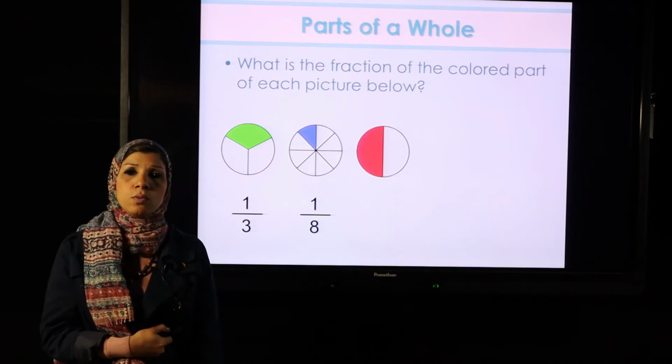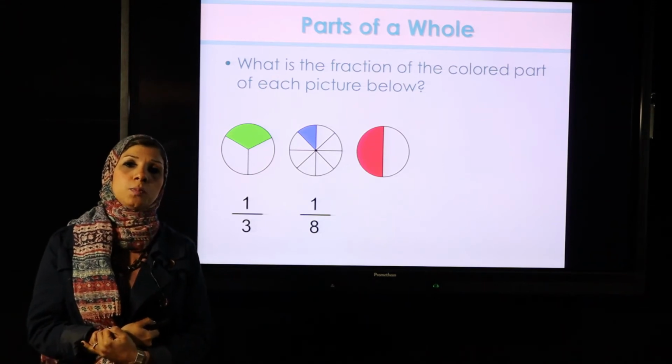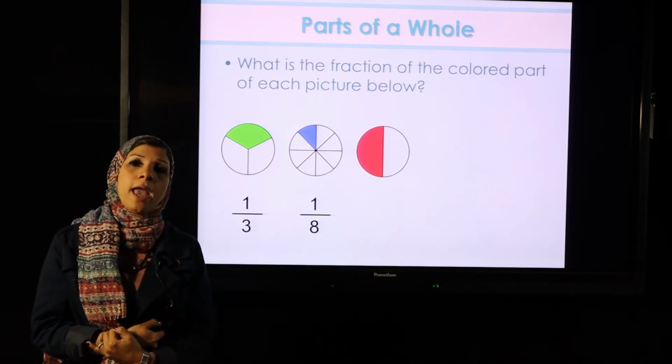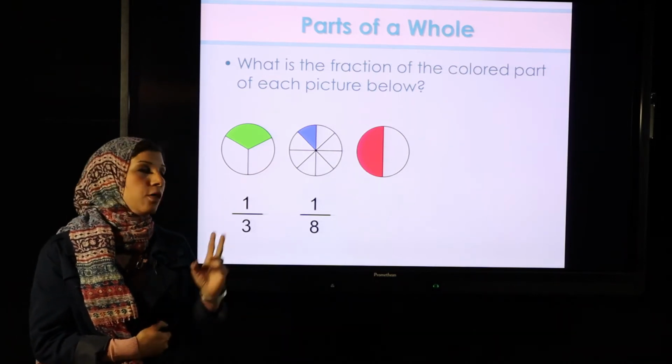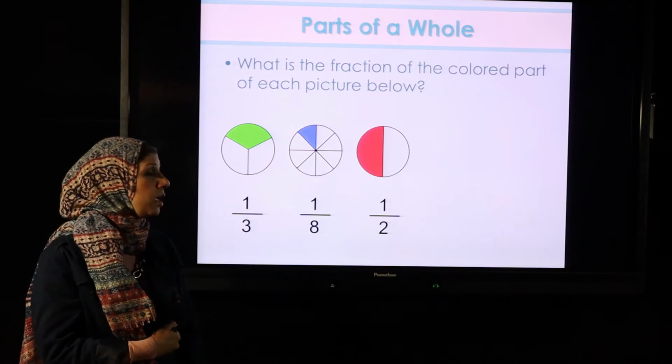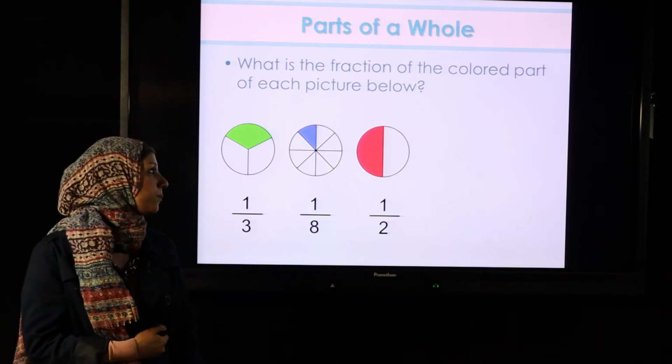As we see in another one, we have just one colored part, so we write 1 up. And how many parts will be down? How many parts do we have in the whole thing? We have 2, so it will be 1/2.